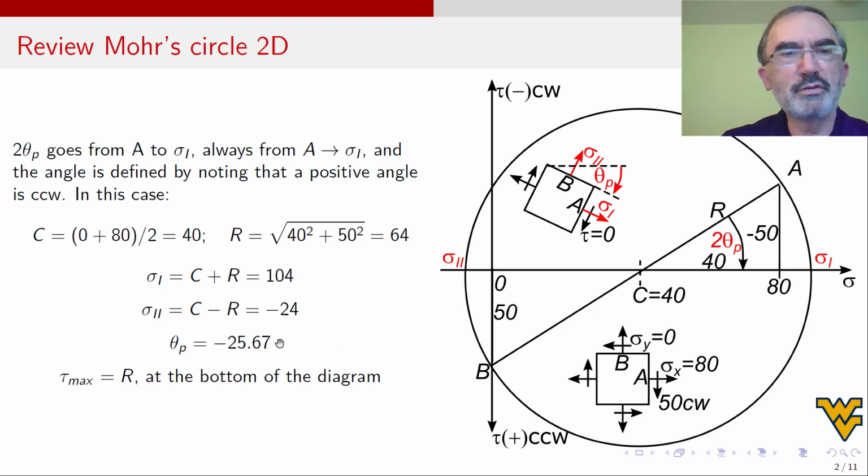And then, of course, if you want the tau max, you know what the tau max is: R. And where is it located? It's here at the bottom of the diagram. This value is also okay because you will see later in chapter 5 that the sign of the shear is irrelevant for failure. So the material doesn't care whether you put plus tau max or minus tau max, it will fail the same. And this is true for all materials. So, okay, this is the review of Mohr Circle 2D.